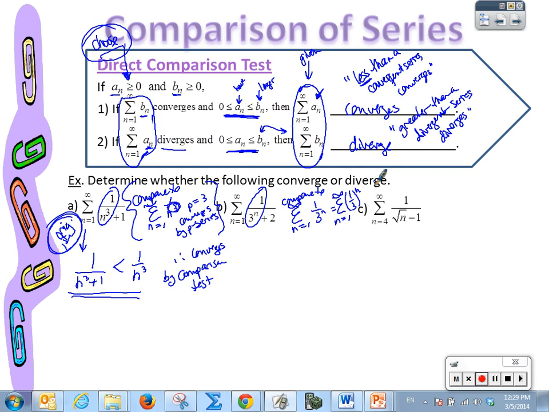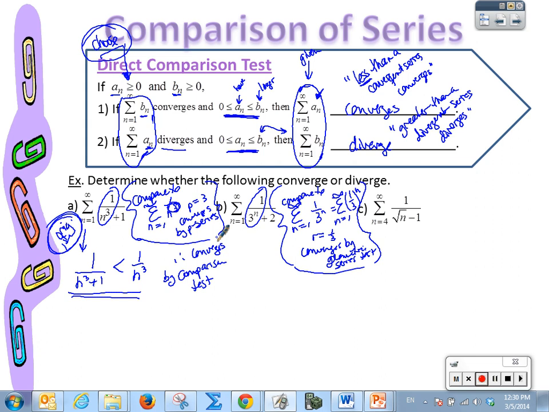So with this one, this is geometric. This has an R of 1/3. And so by the geometric series test, what does this one do? It converges. So this one converges by geometric series test. Okay? So that's all the information on what we're comparing to. Alright, so let's start our comparison.